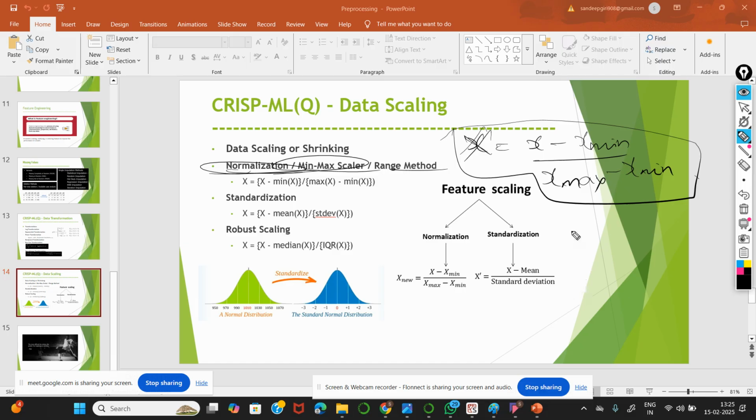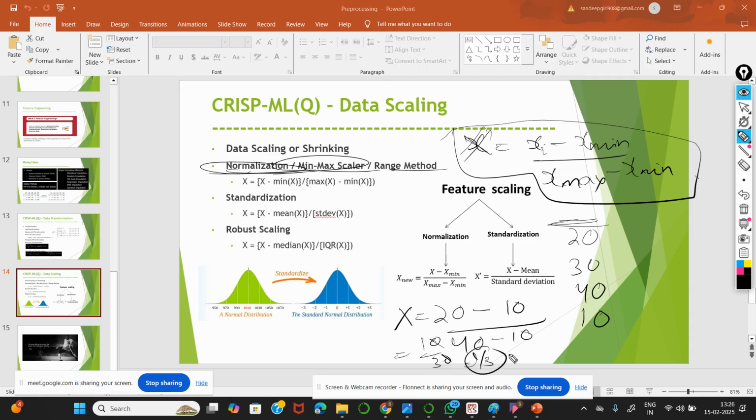Suppose you have a column. Column values are given like 20, 30, 40, 10. Let's use this formula. First x value, that is xi. What is your xi? 20. 20 minus, out of your entire column, what is the minimum value? 10. Divided by x maximum minus minimum. What is the maximum value? 40. What is the minimum value? 10. Go and calculate it. You would be getting 10 by 30, 1 by 3, 0.33, 0.34 for example.